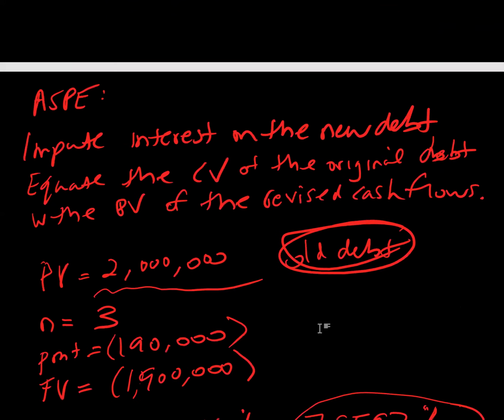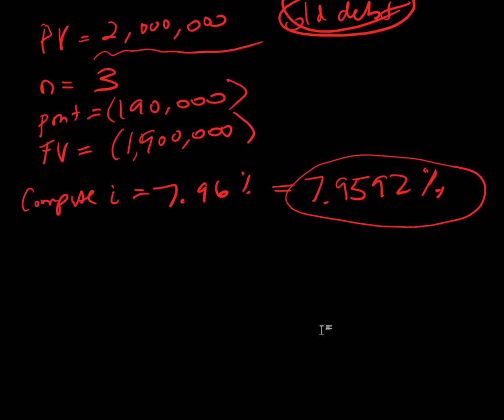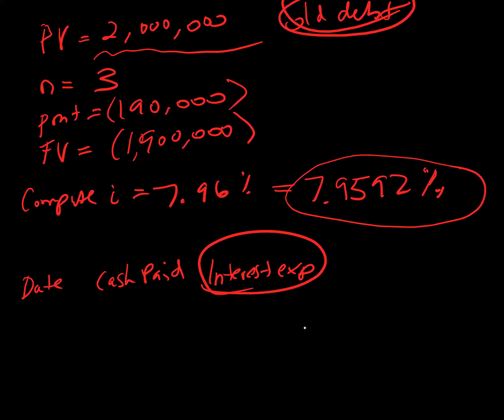Okay. So now we're asked to create an effective interest amortization schedule. So what's that going to look like? So we've got date, of course. We've got cash paid, which is the face value times the stated rate. And we've got our interest expense, which again is special. Let's talk about that in a minute. And then we've got the amortization and the carrying value.